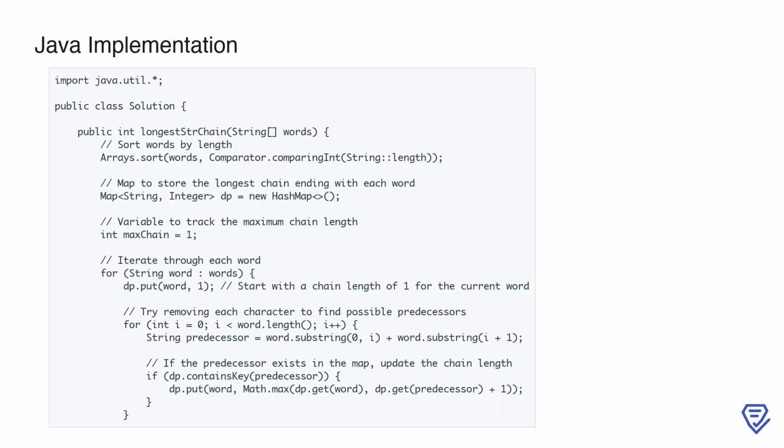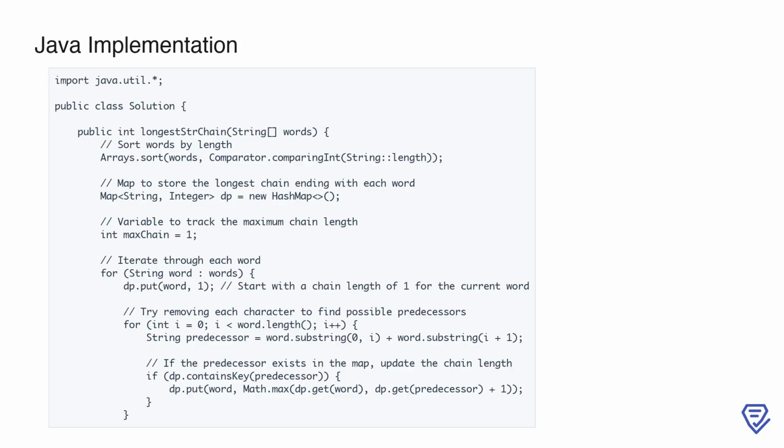To solve the longest string chain problem, we start by sorting the given array of words by their length. This ensures that shorter words are processed before longer ones, which is crucial for building valid chains. Next, we initialize a hash map called dp to store the longest chain length that ends with each word. This allows us to keep track of the maximum chain length dynamically as we process each word.